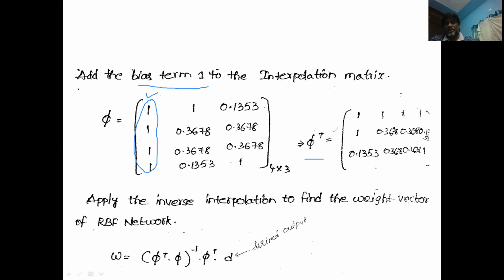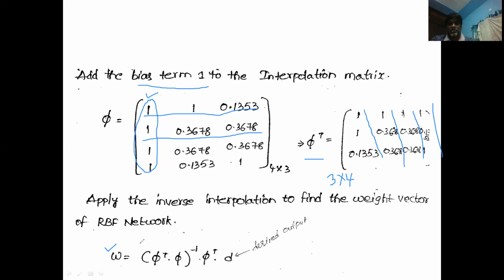After adding this bias term 1 as first column, calculate the transpose of this interpolation matrix, Phi t. This will be of size 3 by 4 now, because we got 4 by 3. Now it's going to be a 3 by 4 matrix, which is simply a transpose of this. Every row becomes column. So first row becomes first column, second row becomes second column, third row becomes third column, fourth row becomes fourth column, and so on.